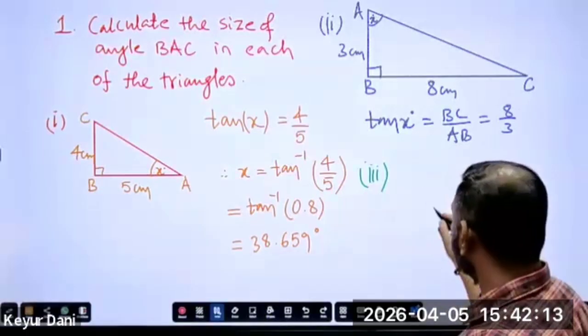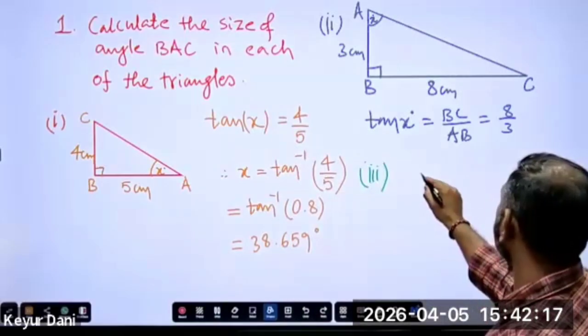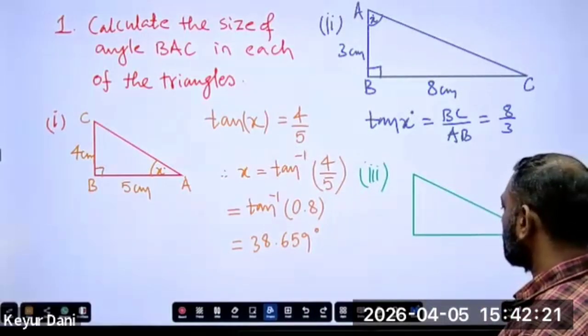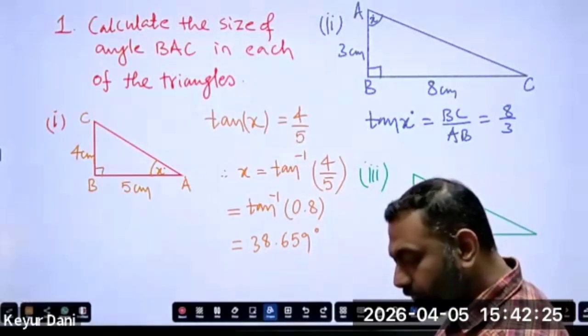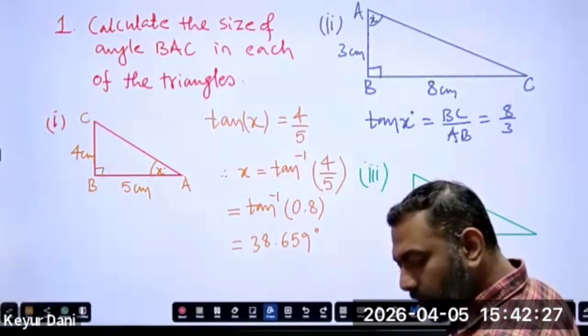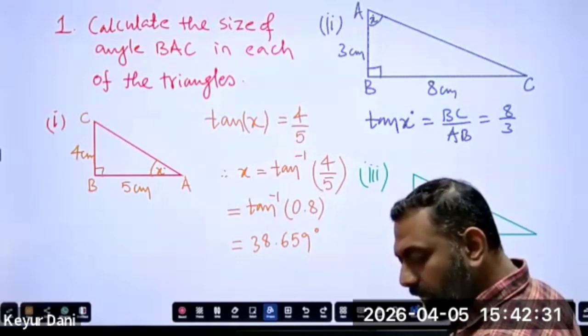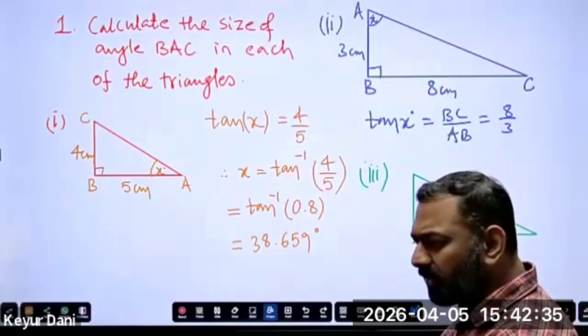Your triangle is something like this. Let me change the data. I'll give you a little difficult sum. Will that do? Okay. Yeah. Let me change the data.